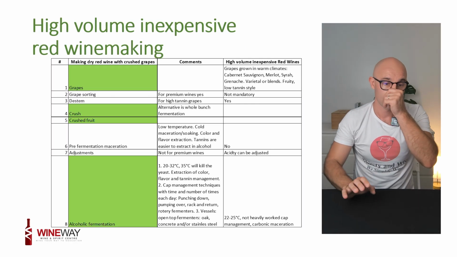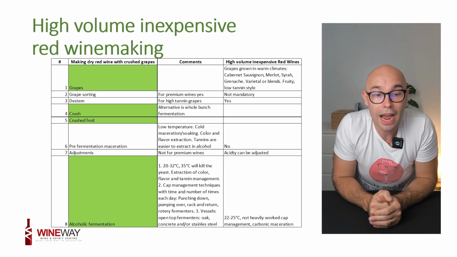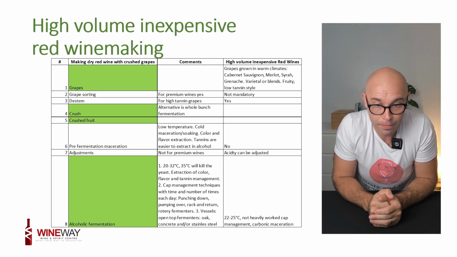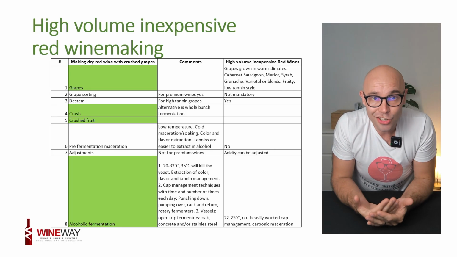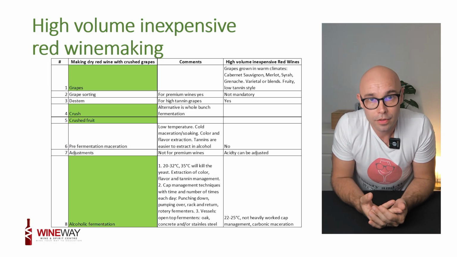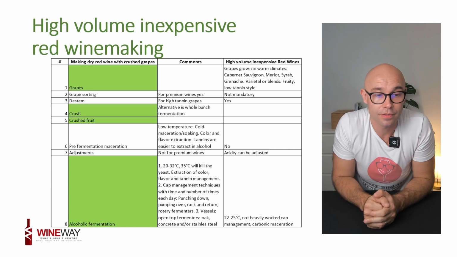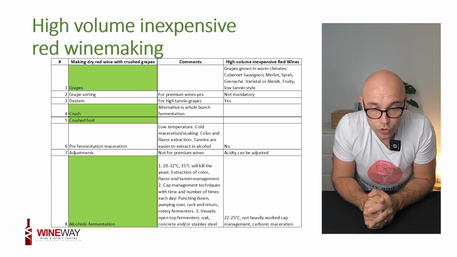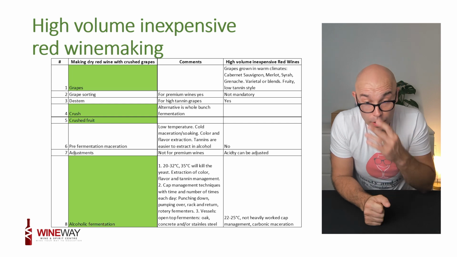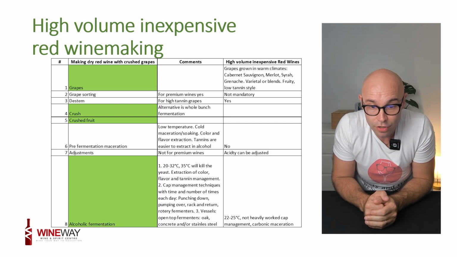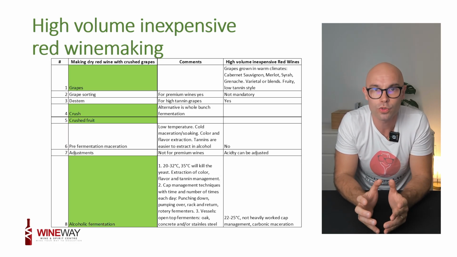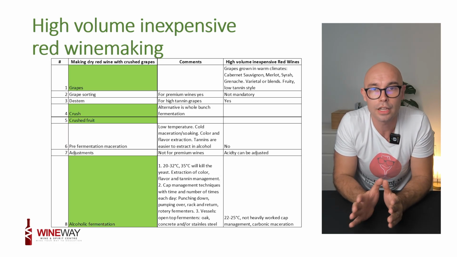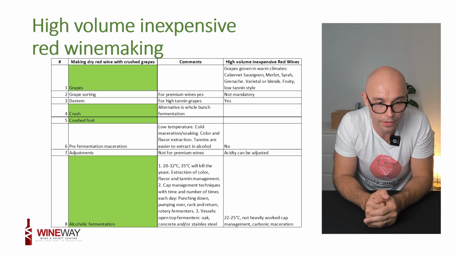All right, now I'm going to be explaining high volume, inexpensive red wine making. We're not going to use any particular grape, just general steps that are used to produce inexpensive red wines. So you're going to choose any grapes, usually grapes grown in warm climates: Cabernet Sauvignon, Merlot, Syrah, Grenache, varietal or blend wines, fruity, low tannin style. So this is the whole point of producing inexpensive red wines: fruity, low tannin, simple red wines.